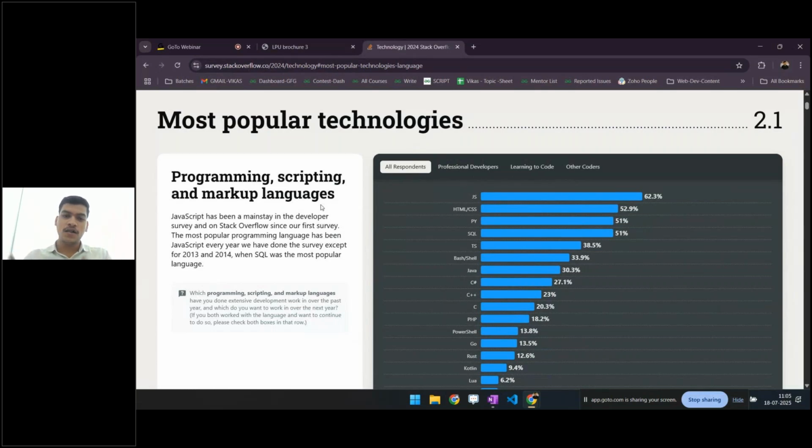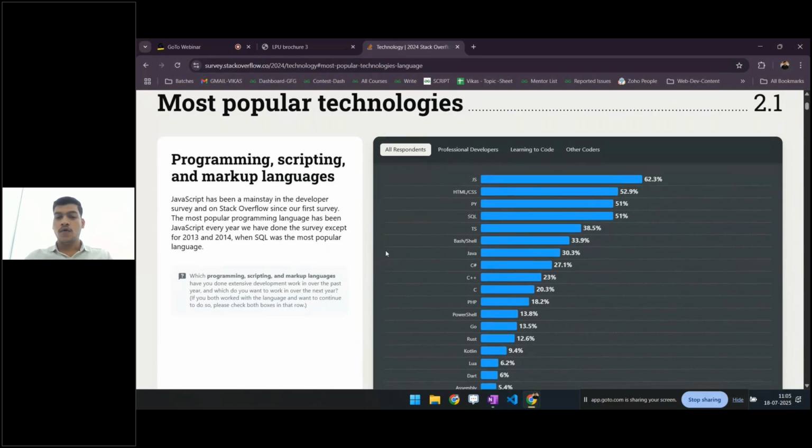Before ChatGPT and all the AI tools came into the picture, while we were in our BTech program, learning the coding part, Stack Overflow was the go-to resource for solving any bugs and finding pointers to solve our problems. So I searched for the most popular technologies in 2024, the previous year. When you see the graph, you see which technologies ranked here. First, this is all respondents, that means on an average.